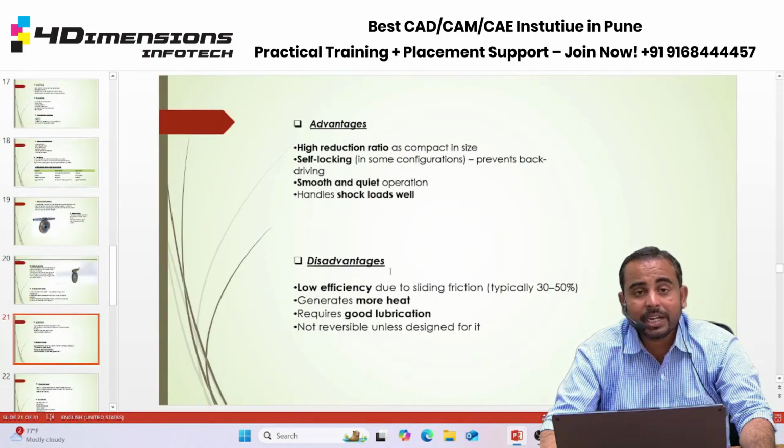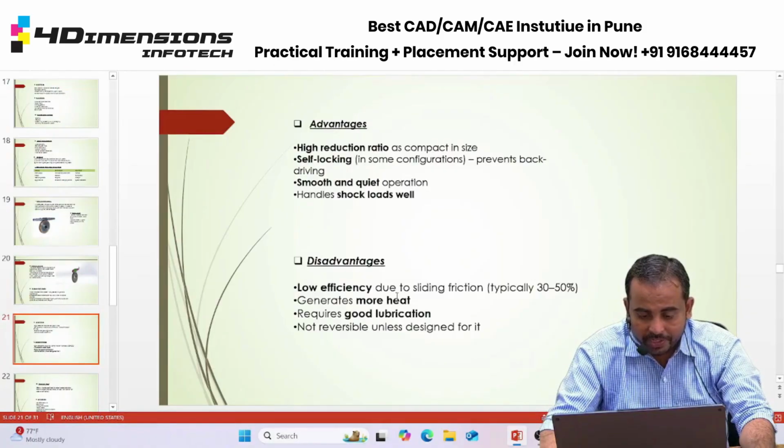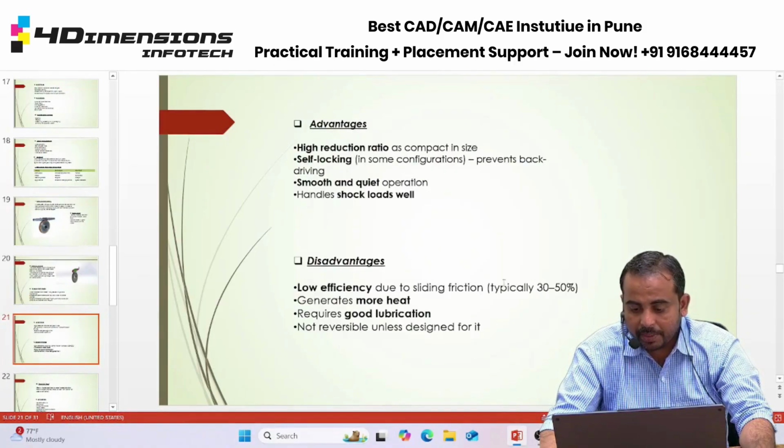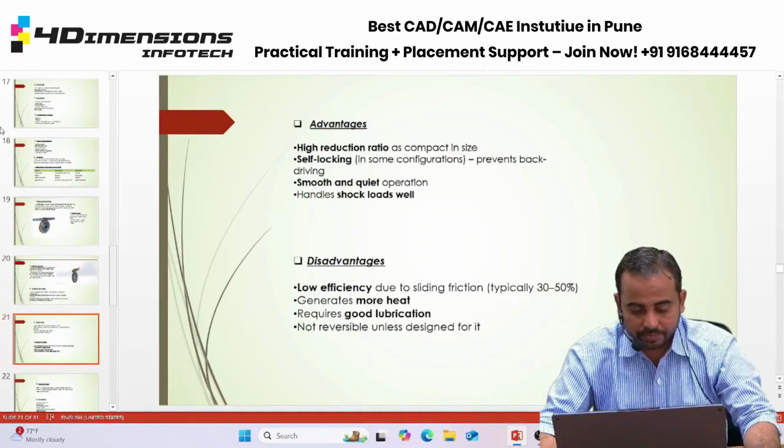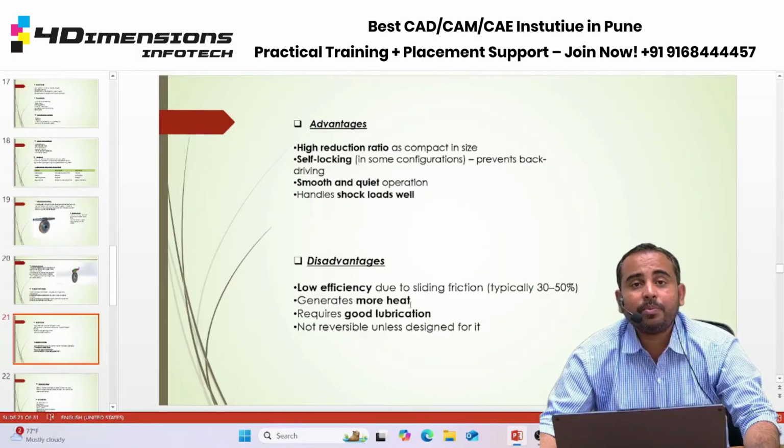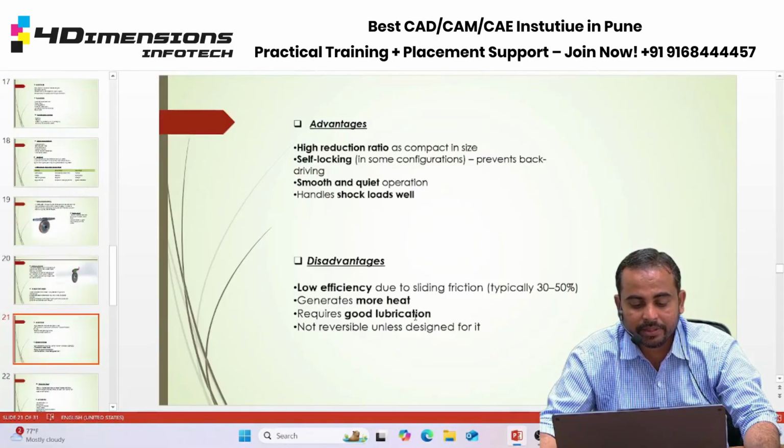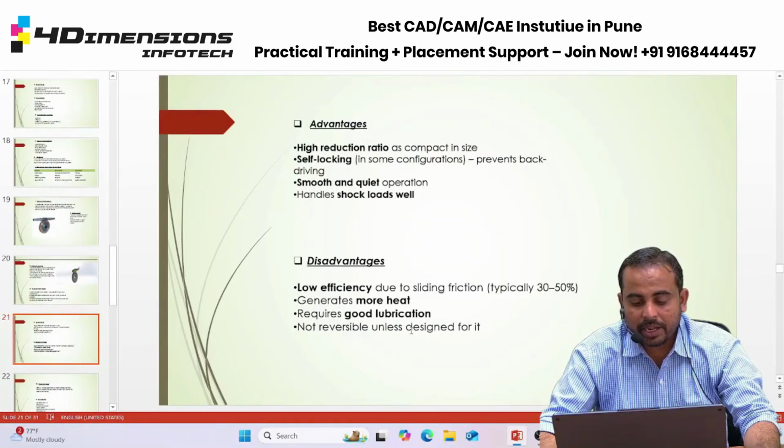Now talking about disadvantages: low efficiency due to sliding friction, typically 30 to 50% only. Generates more heat, requires more lubrication. They are going to generate more heat and lubrication will be required here. They are not reversible unless designed for it. Means certain design considerations are to be considered if they are to be made reversible.